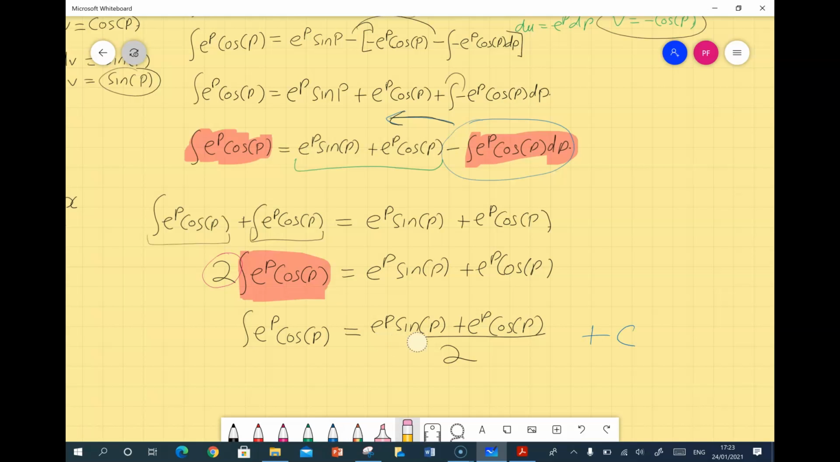If you wish, you can of course present the answer. If the whole thing is divided by 2, you can just say each individual one is divided by 2. It's the same thing.